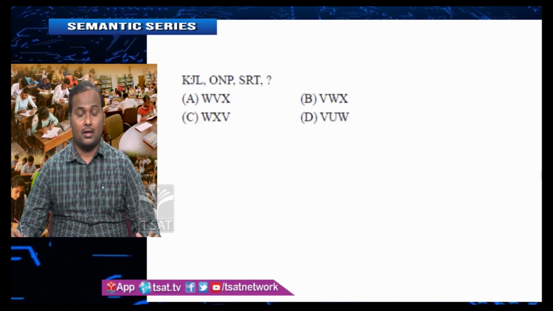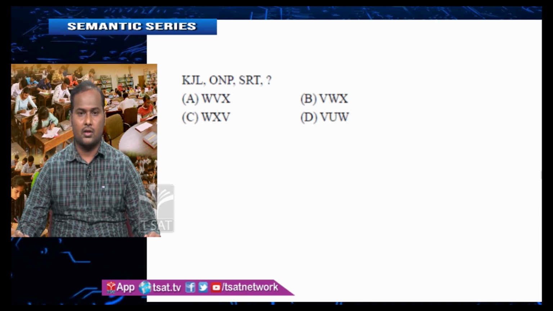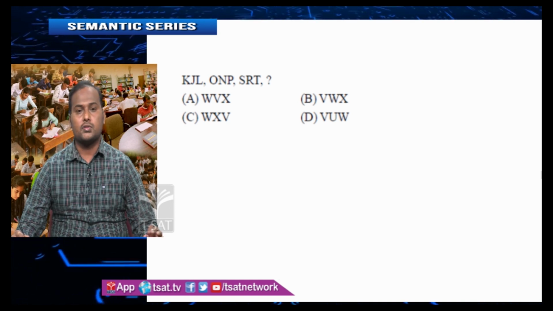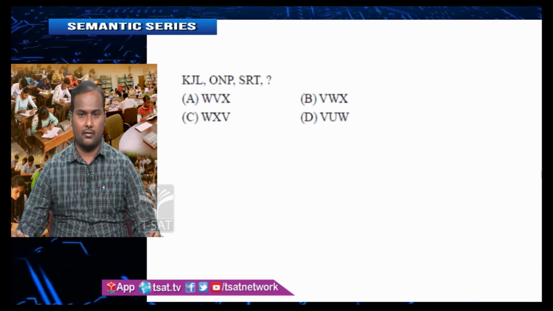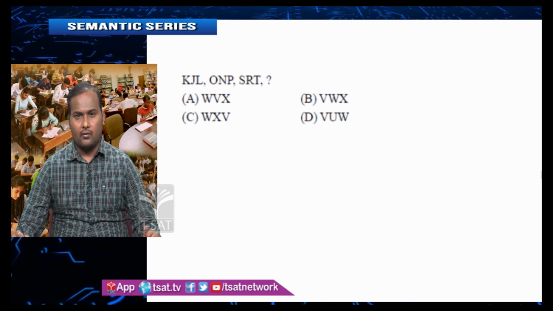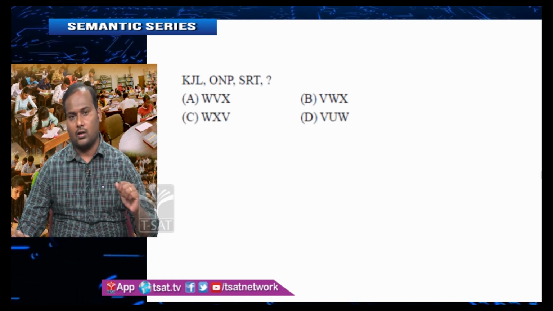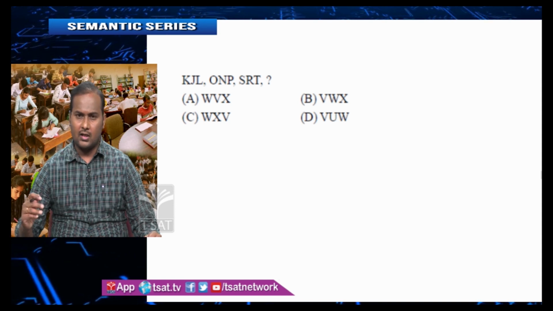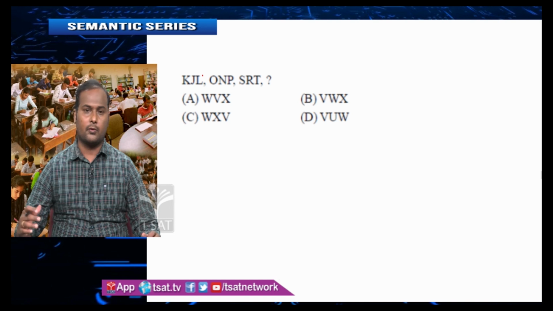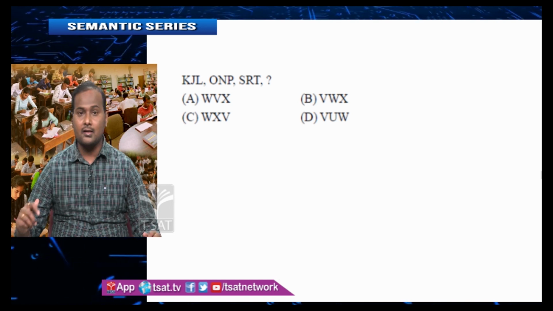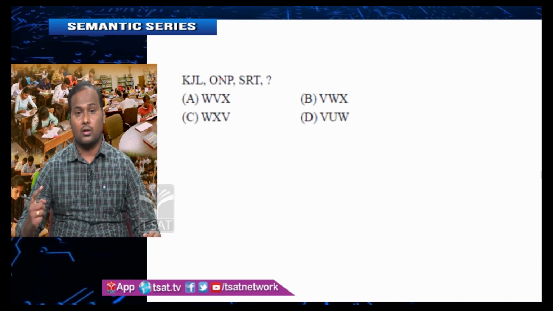Alphabetical series or letter series. To find the answer for an alphabetical series or letter series, you should be perfect with the position of the alphabets, that is A is 1, B is 2, C is 3, D is 4, E is 5, F is 6, like that. If you are thorough with this particular series, then we can find the answer very easily. So generally in the SSC examination, the questions will be of mixed type, meaning it will give more than one particular series in a series. For example, if you see this question, it involves more than one series.